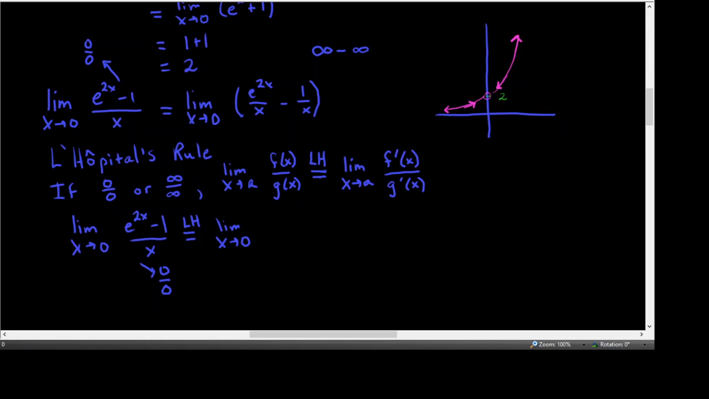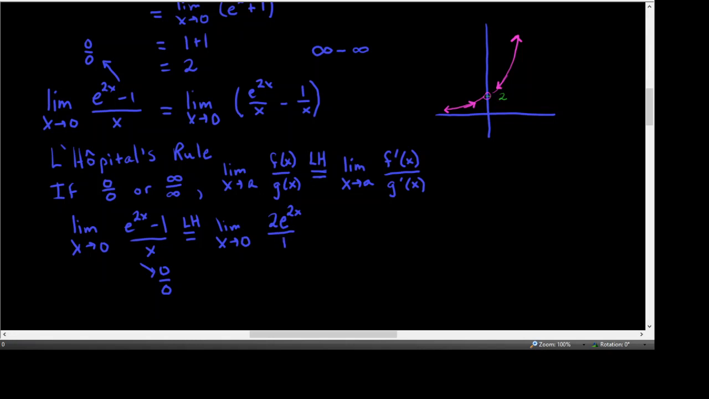The derivative of e to the 2x, coolest function ever, is itself times the derivative of the inside function. The inside function is the exponential part. The derivative of 2x is 2, minus the derivative of the constant 1 is 0, which I'm not writing, and the derivative of x is 1.